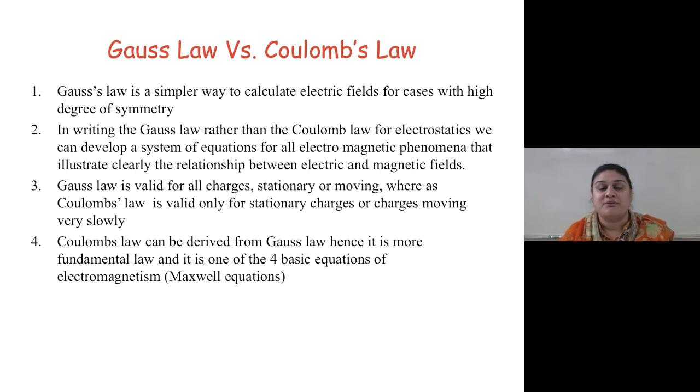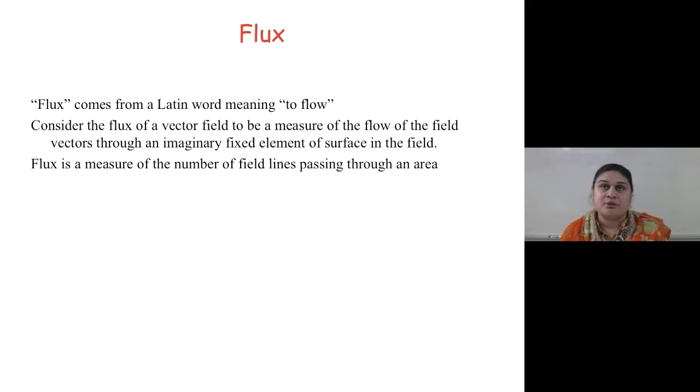Coulomb's law can be derived from Gauss's law, hence Gauss's law is more fundamental, and it is one of the four basic equations of electromagnetism, which are also called Maxwell's equations. So in order to talk about Gauss's law, we need to define flux, which is very important. Flux comes from the Latin word meaning to flow.